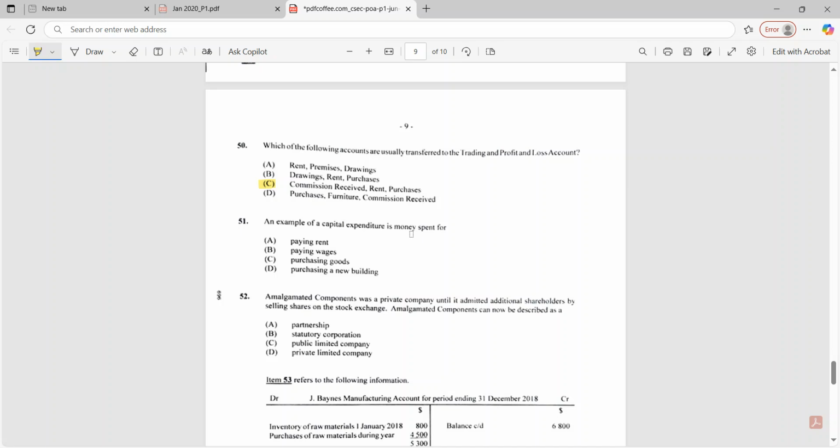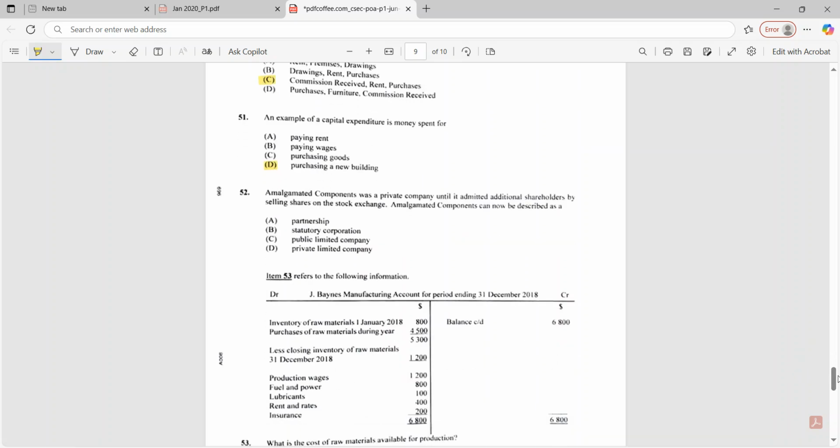An example of a capital expenditure is money spent for paying rent, paying wages, purchasing goods, or purchasing a new building. And we know that capital expenditure is money spent to buy assets, fixed assets, or to improve the quality of a fixed asset. So therefore, it's going to be D. 52. Amalgamated Components was a private company until it admitted additional shareholders by selling shares on the stock exchange. What do we describe Amalgamated Components as? It must be a public limited company since it is selling shares on the stock exchange market.